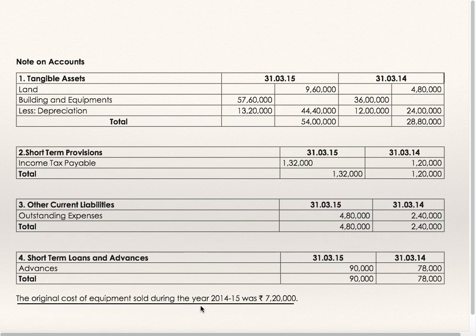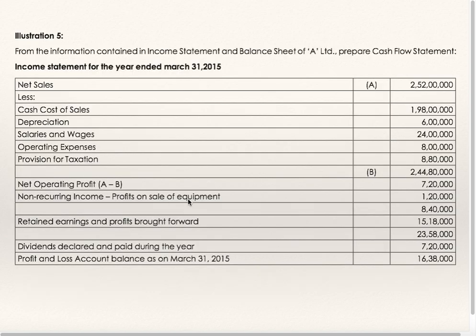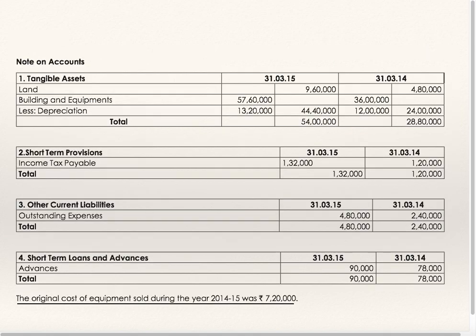Original cost of equipment sold during the year 7,20,000. They have sold one equipment during the year whose original cost, purchase price was 7,20,000, and in the income statement they have given us profit on sale of equipment is 1,20,000. You are supposed to find out at what price the equipment has been sold, and that is to be shown as inflow in investment activities.